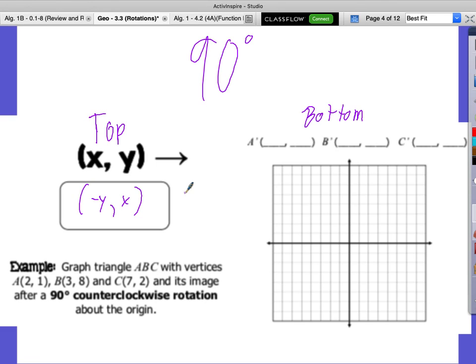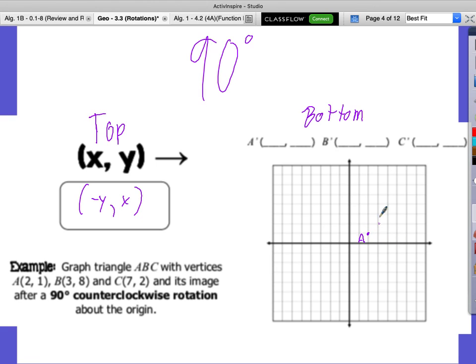Then we have this example that we're going to do on this flap, on the bottom part, underneath the flap. We're going to graph the triangle ABC with these vertices. I know my graph does not show up well on here for whatever reason, but you guys have it on yours, and I trust that we can graph these right now. So we're going to graph A, B, and C for this triangle.